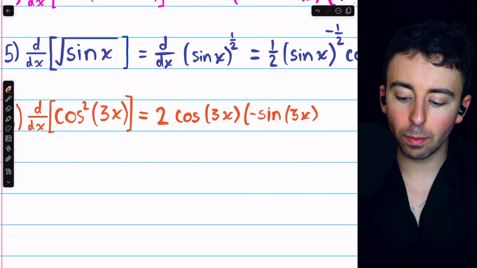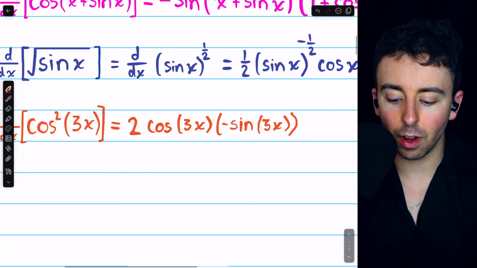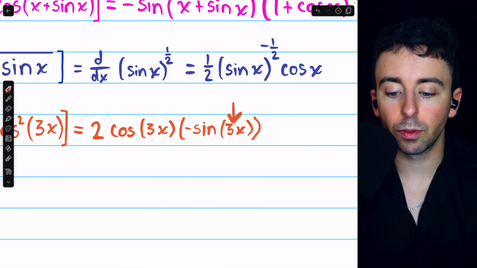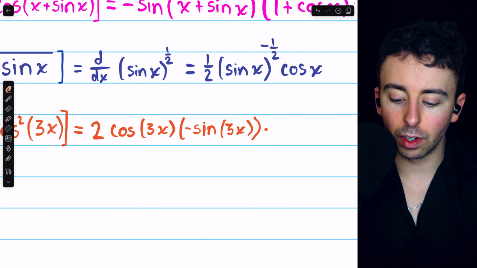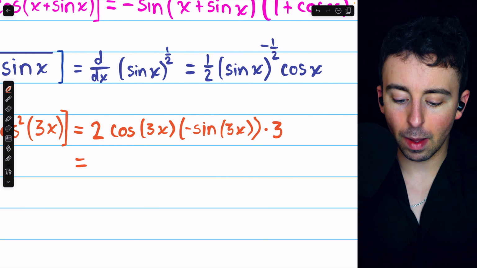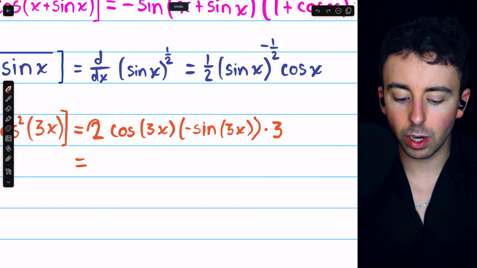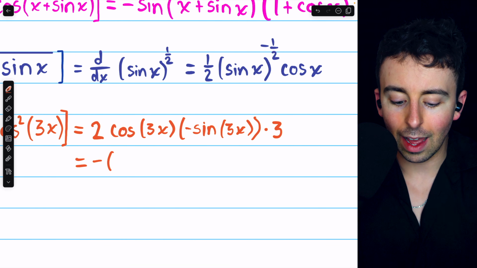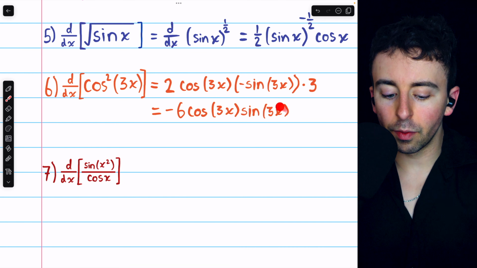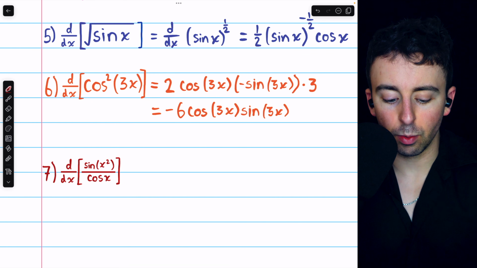But then we have to remember that this is also a composite function. We're going to have to multiply by the derivative of that innermost function, 3x. The derivative of 3x, of course, is 3. We might want to just wrap this up by multiplying the negative by the 3 and the 2, so we would have negative 6 times the trig functions. So that's the derivative of cosine squared of 3x.